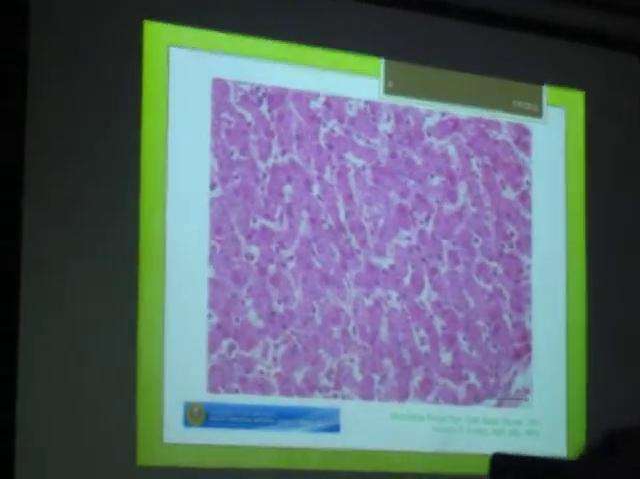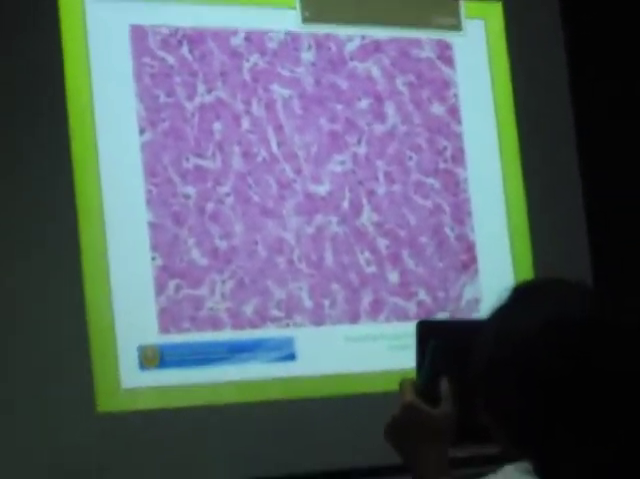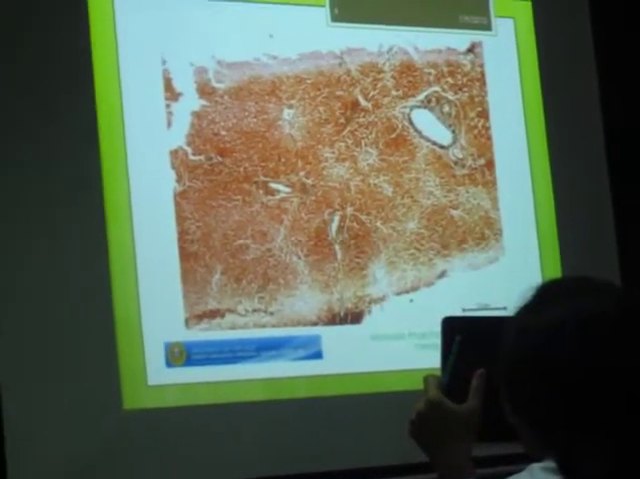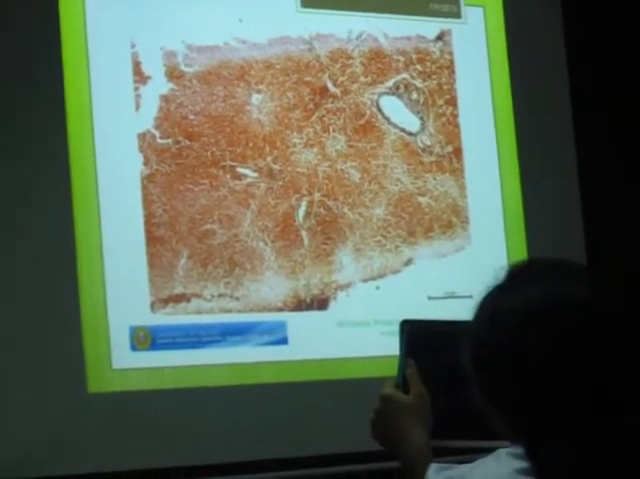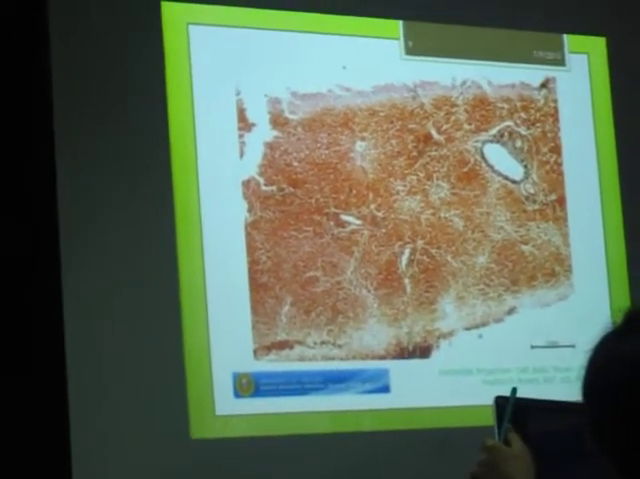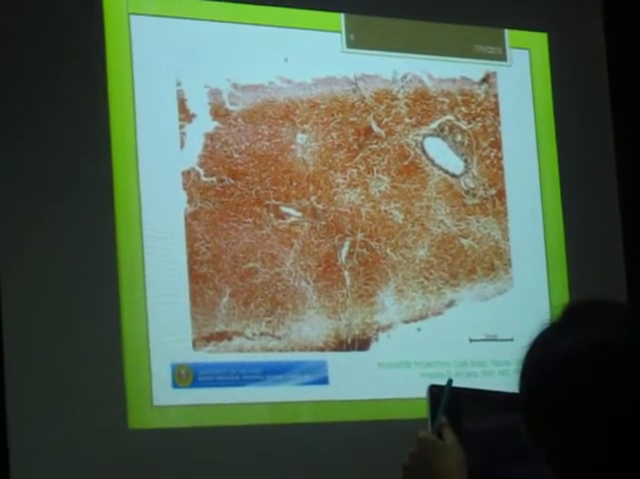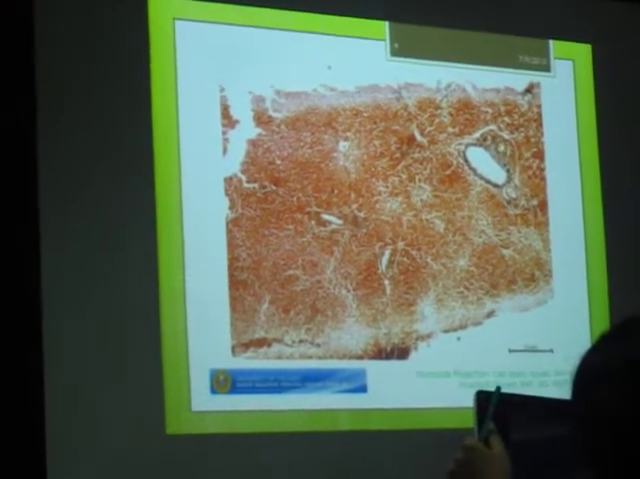Asked to look at the liver because of the cells, to identify the cytoplasm and the nucleus. Okay, this is also the liver, but it is stained with reticulin stain or silver stain.